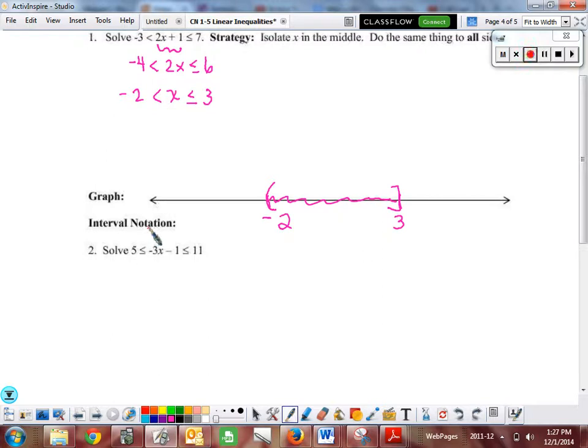All right, and then my interval notation, negative 2 to 3, bracket. And notice I didn't even ask for a set notation because most of the time when we do these solution sets, we draw the picture and then we usually do interval notation unless we can't.